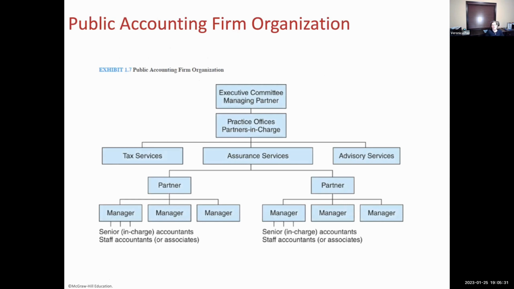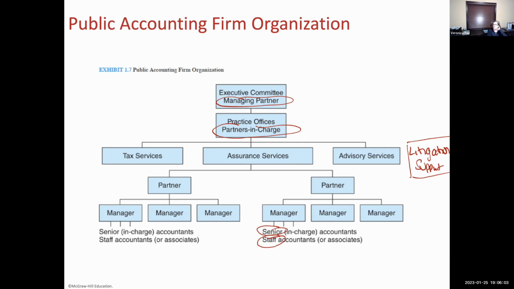And so then we have public and private industry. Public accounting firms usually have a managing partner for the whole firm overall. Then they have partners in charge. Then they have different services: tax, assurance, advisory. Sometimes we also have litigation support here. This is where our forensic accounting comes in. If you work in a public accounting firm, you would work in litigation support. You have partners, you have managers, then you have a senior, and then you have a staff.